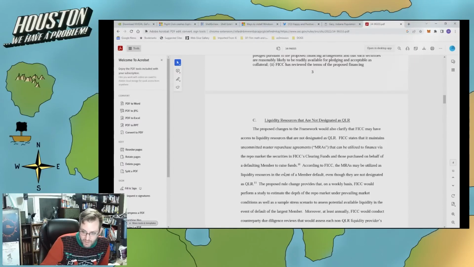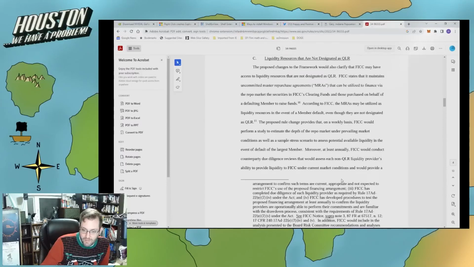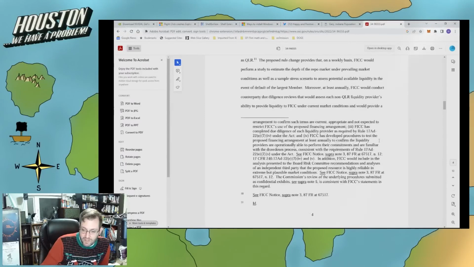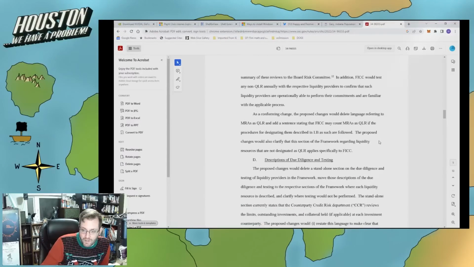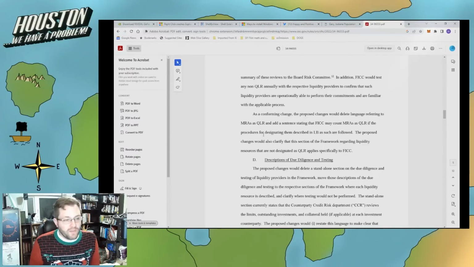So it's utilized as a liquidity resource for member default, even though they're not designated as such. So basically, this is being able to take some of their collateral, even if it's maybe not necessarily assigned as collateral, like, well, you owe us, we're going to break your knees type thing. This is another rule that's a way for them to get their money back if things hit the fan.